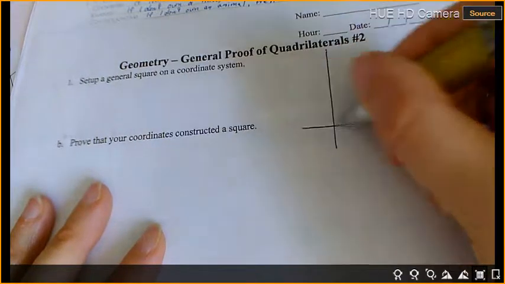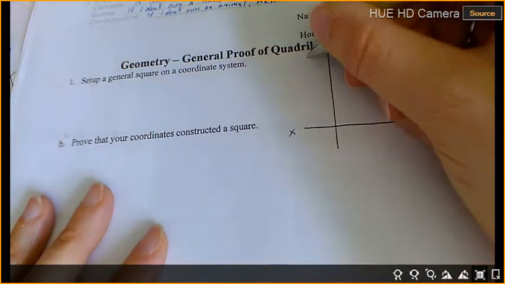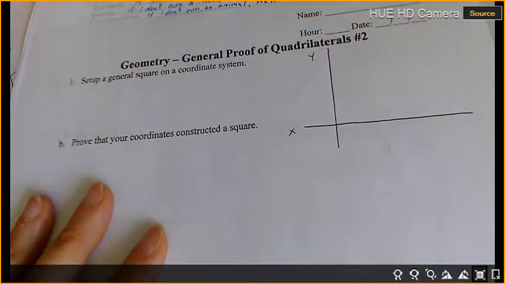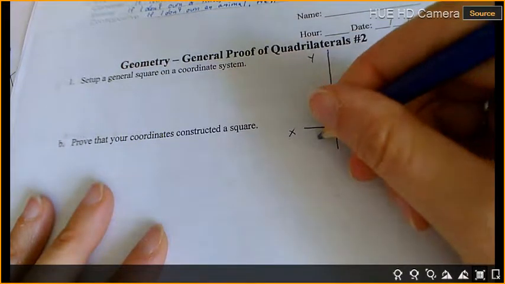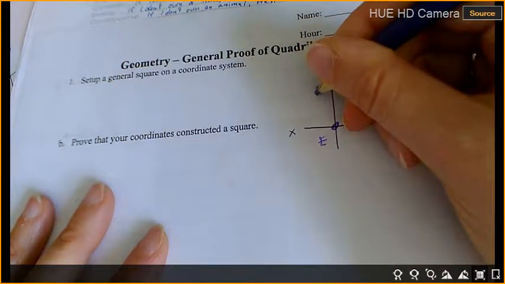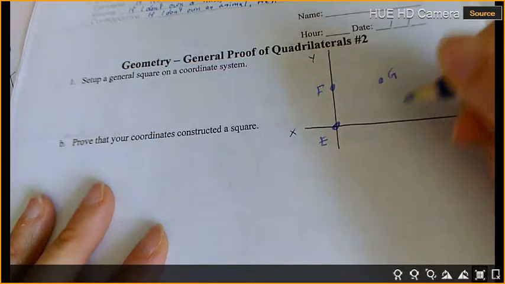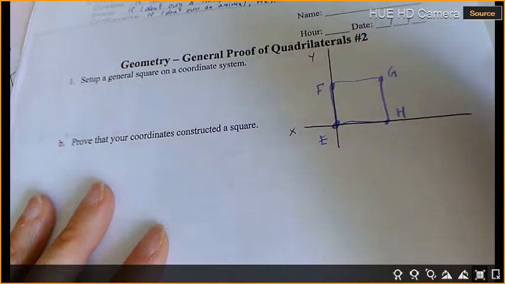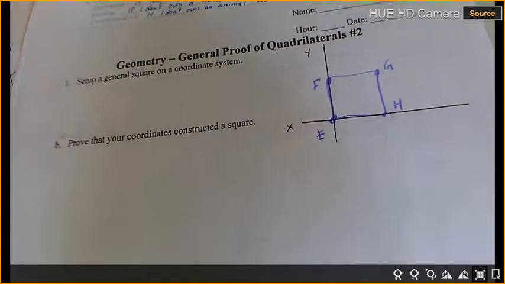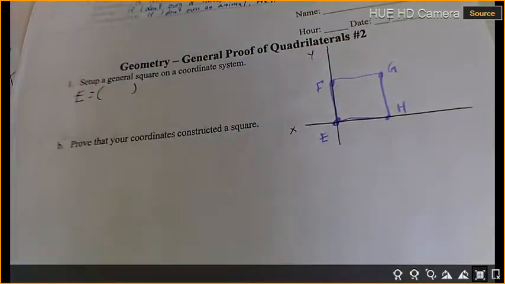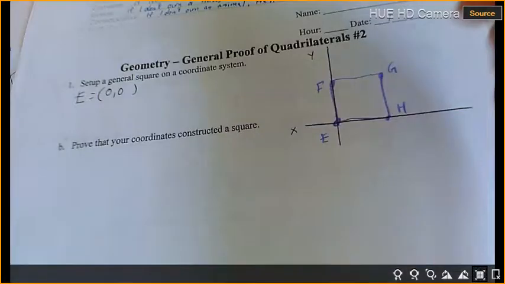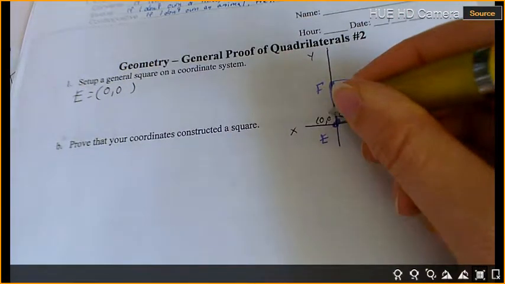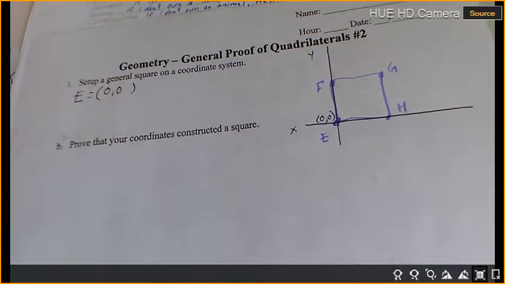Here's the y-axis, here's the x-axis. Okay, and then I'm going to call this E, F, G, H, and I'm going to say that this is a square. Okay, so I want to talk about what the coordinates are for each of these. What are the coordinates for E? What would E have to be? 0, 0. Okay, so I know this is 0, 0 right here. So far, so good?